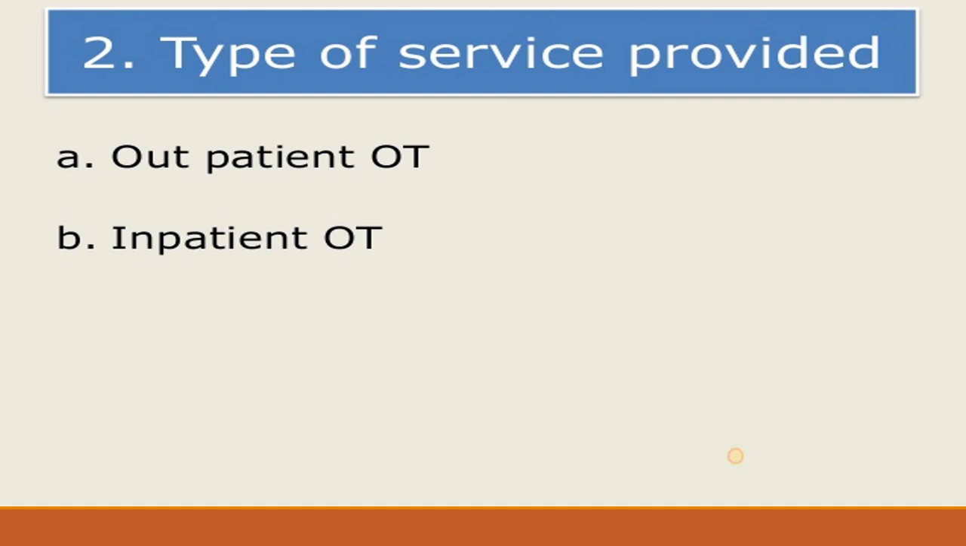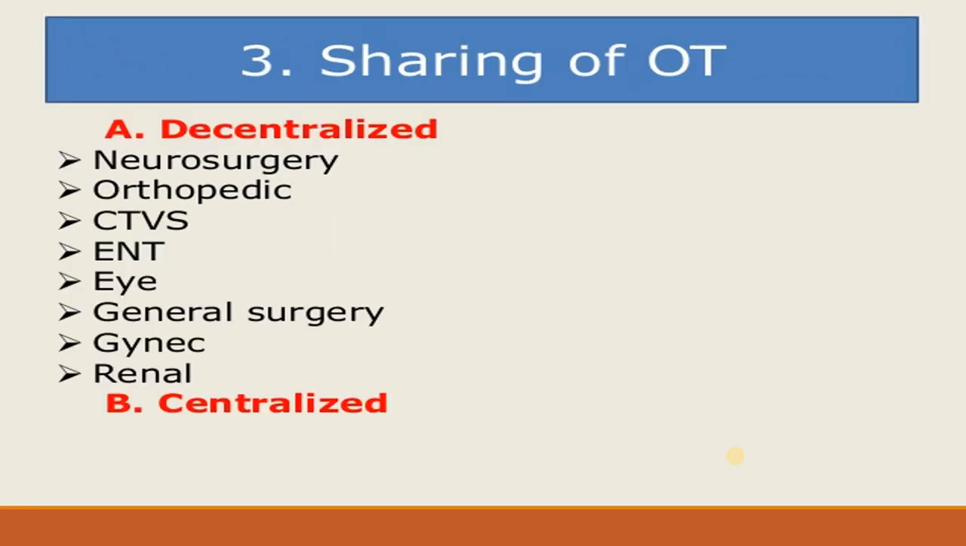Next one is on the basis of sharing of OT. A and B, decentralized and centralized. Two sharing types of OT will be there: decentralized and centralized. Decentralized means there are several operating theaters.